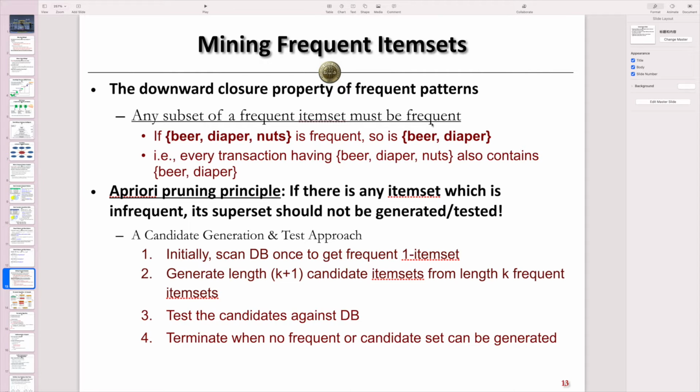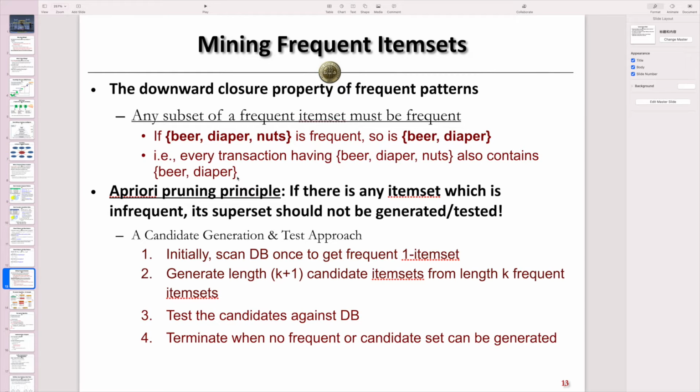For example, if we find a pattern X which is frequent, then all its subsets will also be frequent as well. We'll show you with an example. Let's assume this pattern, beer, diaper, and nuts, is frequent. Then beer, diaper will also be frequent, right? Because if we can find transactions containing the first one, they will also contain the second one. In other words, the number of transactions containing beer and diapers will be larger than the number of transactions containing all three. This is called the downward closure property, and every transaction having the first one will also contain the second one, its subset.